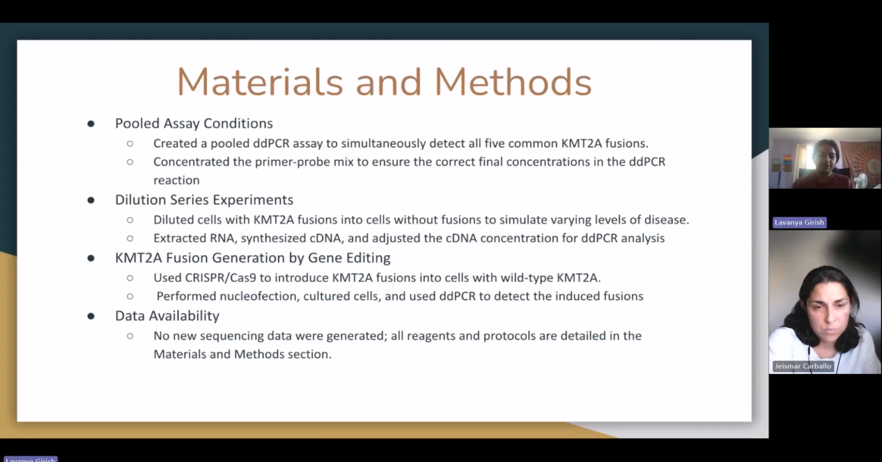And for data availability, no new sequencing data was generated. All protocols were detailed in the material and method section.